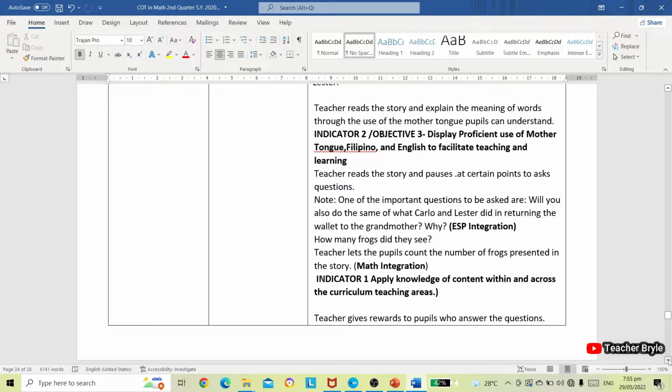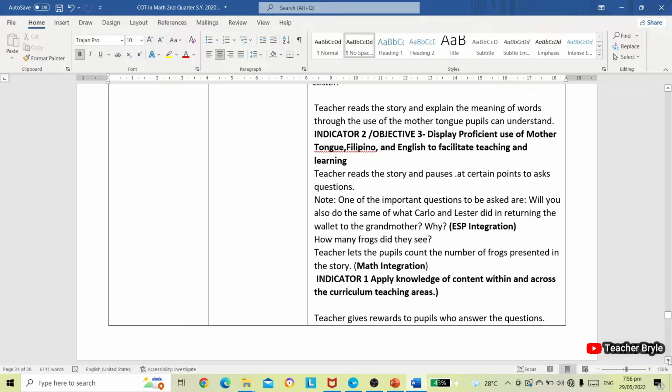Teacher reads the story and pauses at certain points to note. One of the important questions to be asked are, will you also do the same of what Carlo and Lester did in returning the wallet to the grandmother? Why? ESP integration. How many frogs did they see?